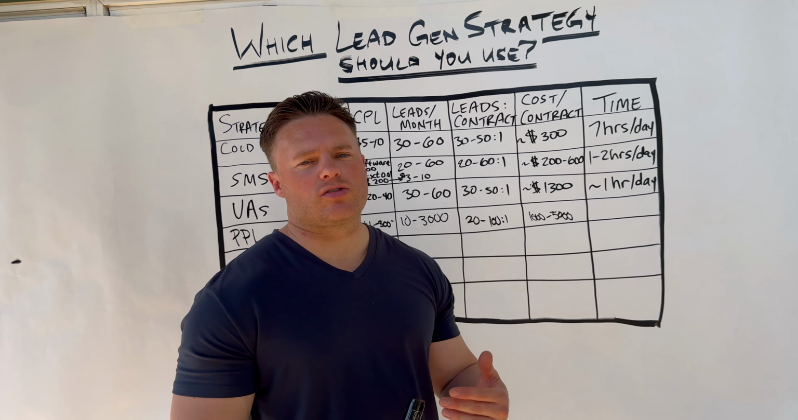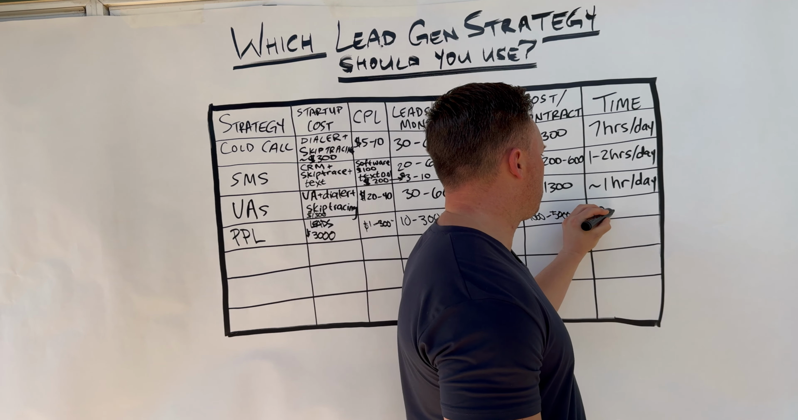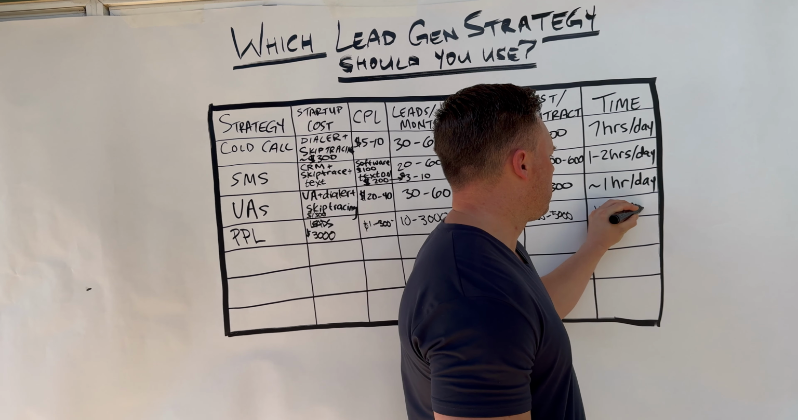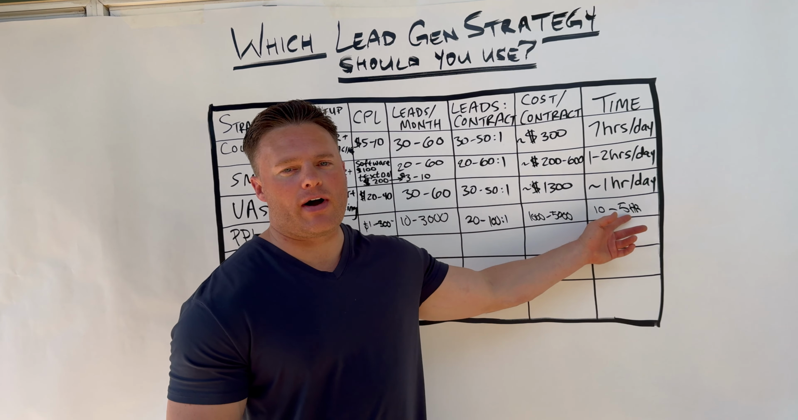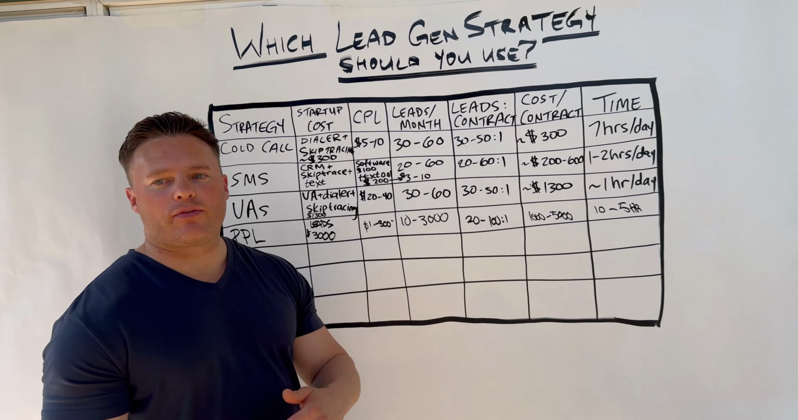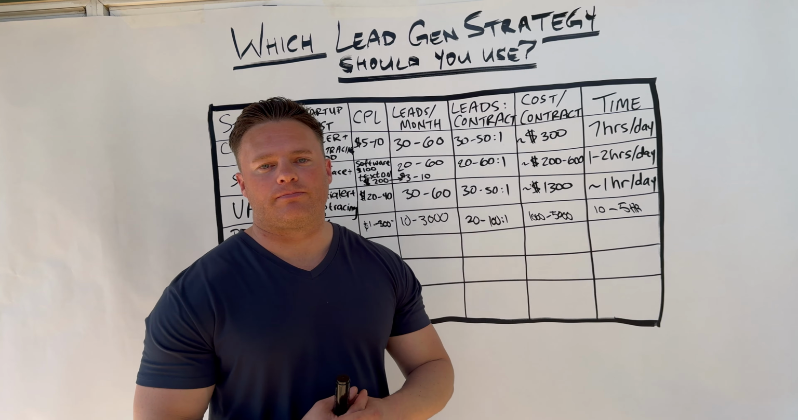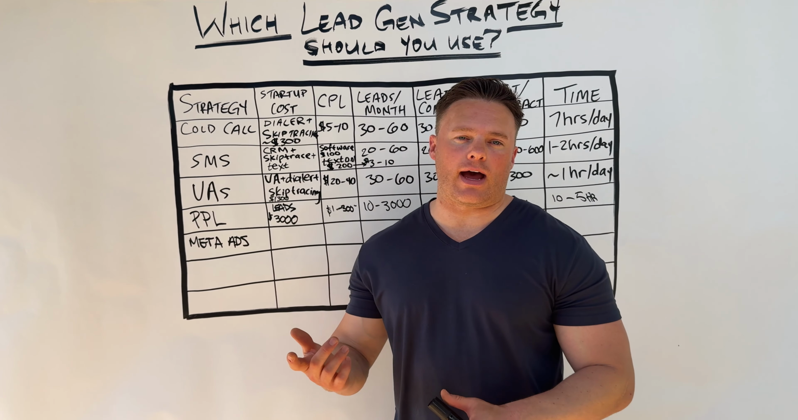So the time is also going to vary. It can go anywhere from 10 minutes per day to 5 hours per day, just depending on how many leads you're buying. If you're buying 3,000 leads, expect to be on the phone for 5 hours a day. If you're only buying 10 leads every 3-4 days, obviously you're not going to spend that much time on the phone. So next we're going to go over the strategy meta ads.